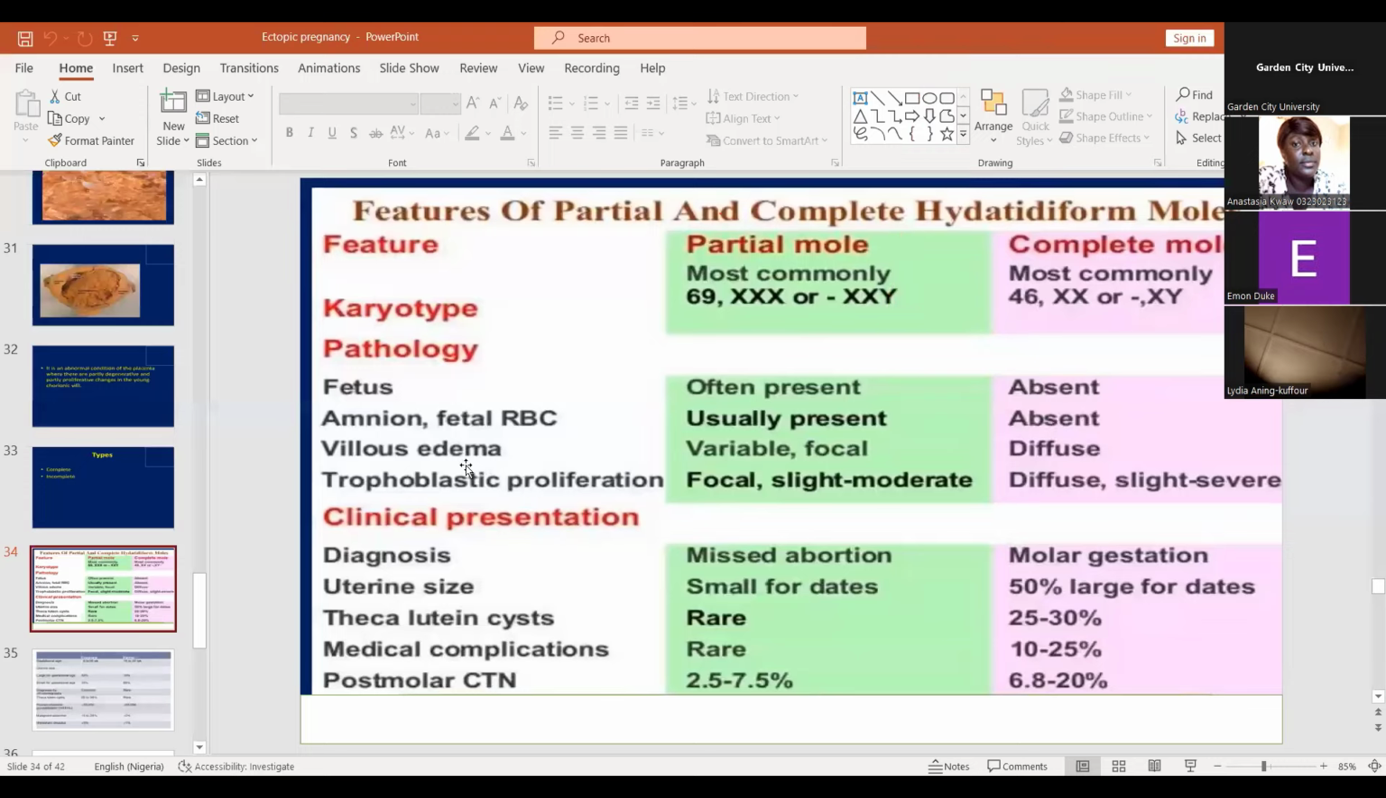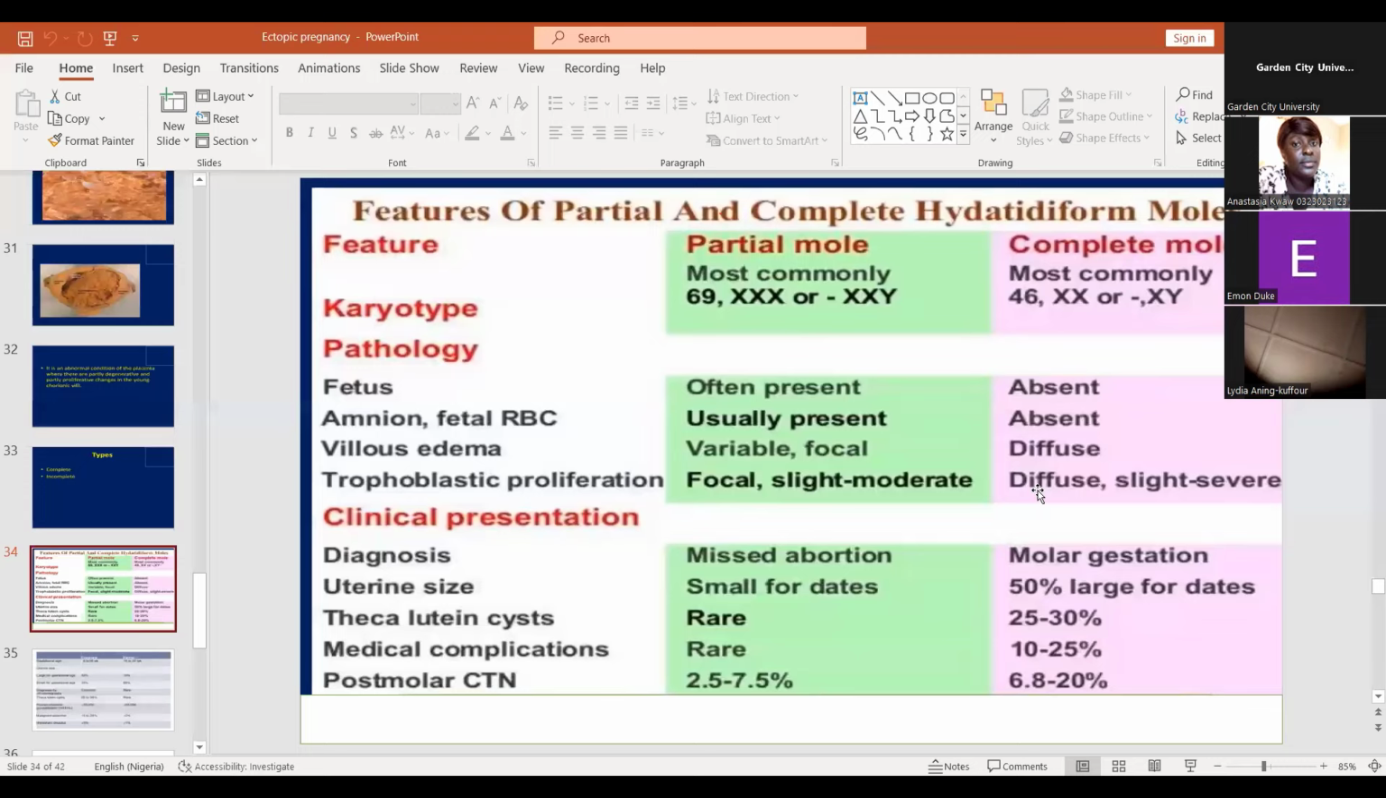And then you have the villus oedema. It is variable and focal. This one is diffuse. When we talk about the villi, the villi are the finger-like processes that burrow into the ground. When I say ground, I'm talking about the endometrium. They burrow the endometrium, swim inside the blood and seep oxygen and nutrients to the fetus. So here, because the fetus is present in the partial, they are focal and variable, but they are absent in the complete. Then trophoblastic proliferation, again focal, slight to moderate, while in this one, it is diffuse.